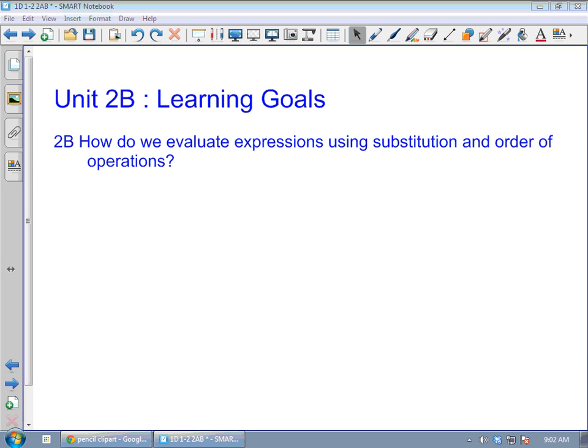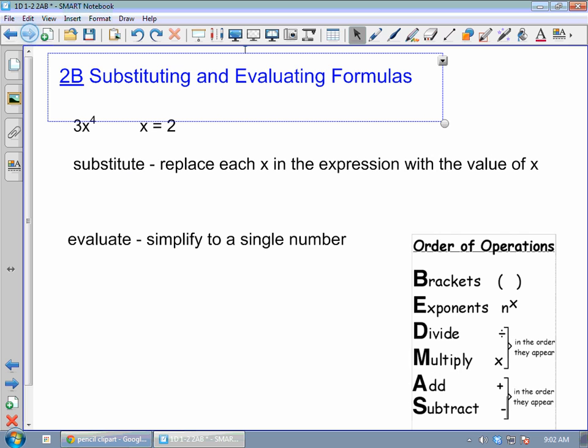In this lesson, we're going to cover some of the material out of Unit 2B here, specifically how do we evaluate expressions using substitution and order of operations. So this should be a review of stuff that you saw back in grade 8.